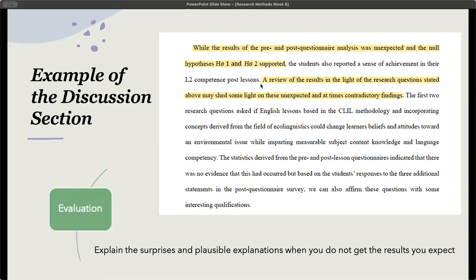Further, he states review of the results in the light of research questions stated above may shed some light on these unexpected and at times contradictory findings. So here he's explaining the surprises. So this is something that was unexpected, and he's giving a plausible explanation further. So if you do not get the results that you're expecting, you do still need to include those in the discussion section, but this is where you give an alternative explanation as to why this might have happened, or a plausible explanation as to why this might have happened.